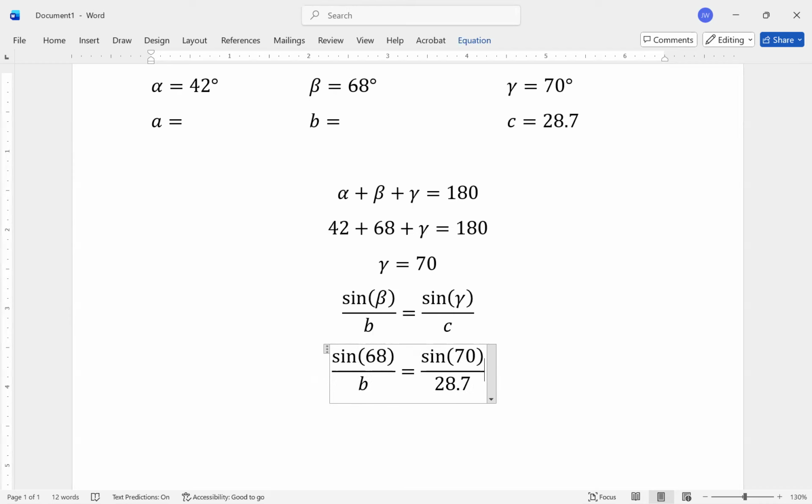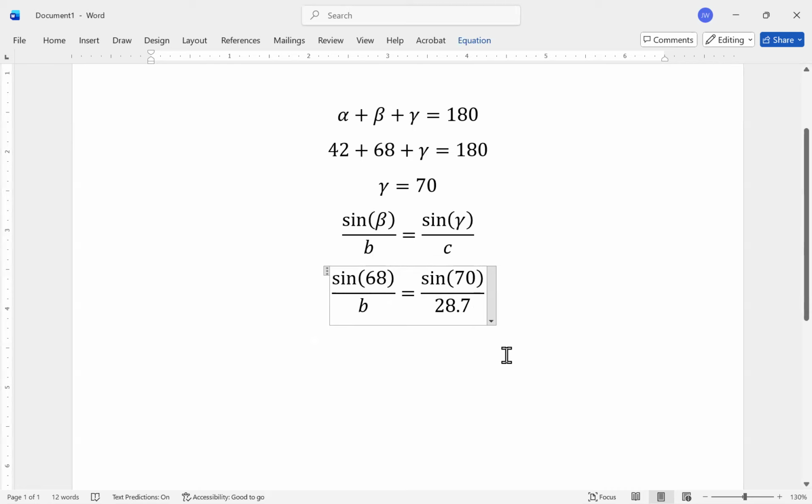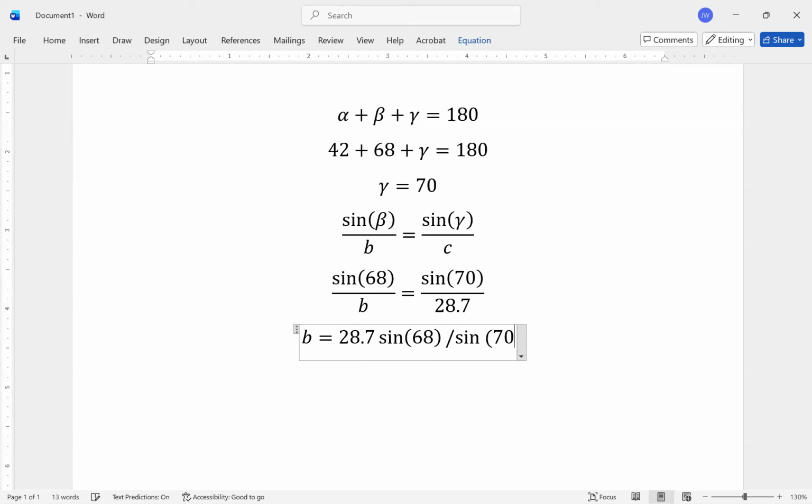Once again, we would cross multiply and then divide. In this case, we'd cross multiply. I'd get 28.7 times sine of 68 is equal to b times sine of 70. And then dividing both sides by sine of 70 would give me a b value of 28.7 times the sine of 68 divided by the sine of 70.